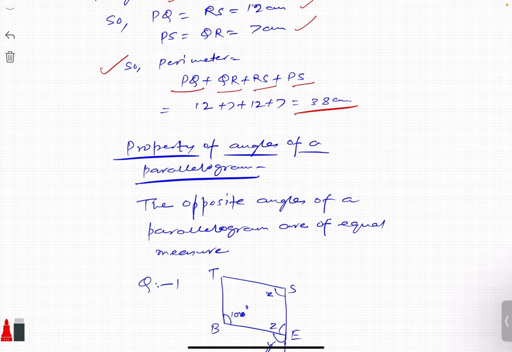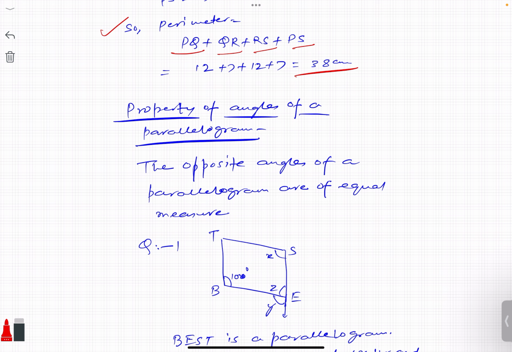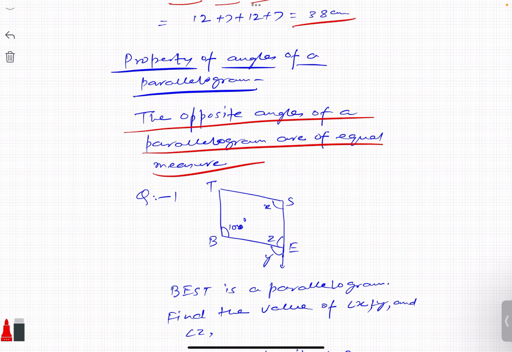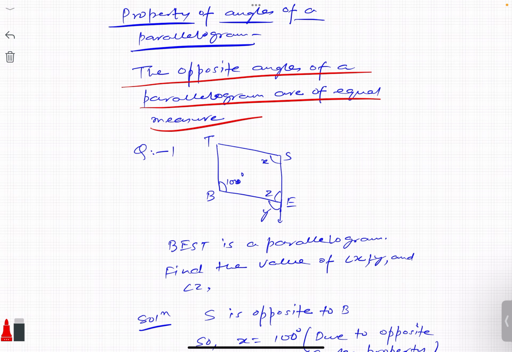Now we come to the property of angles of a parallelogram. The opposite angles of a parallelogram are of equal measure. This is the property of angles of a parallelogram. On this basis, we will solve a question. BEST is a parallelogram. Find the values of angles X, Y and Z.